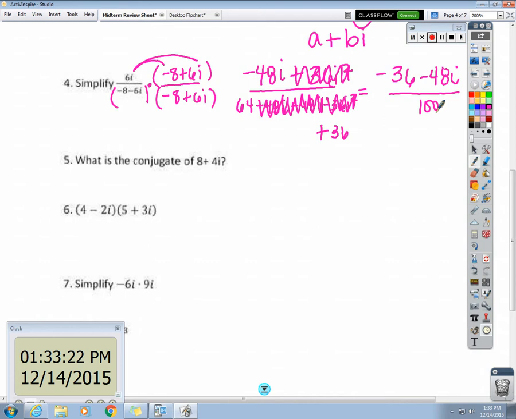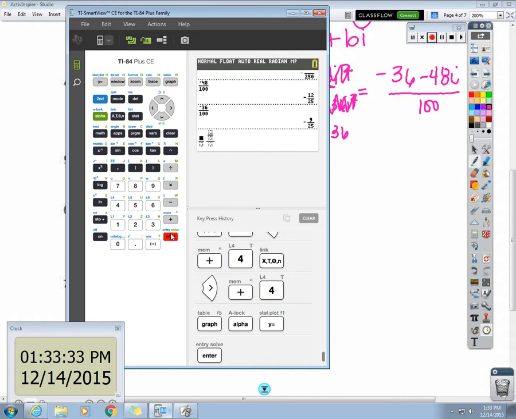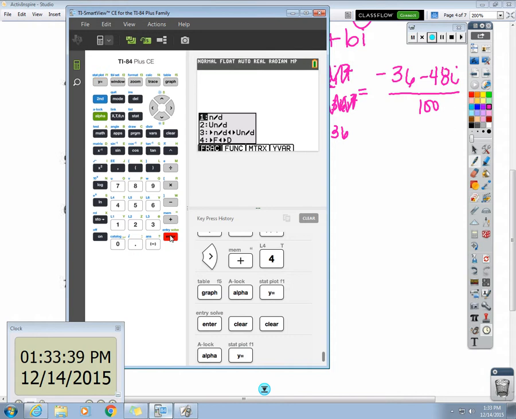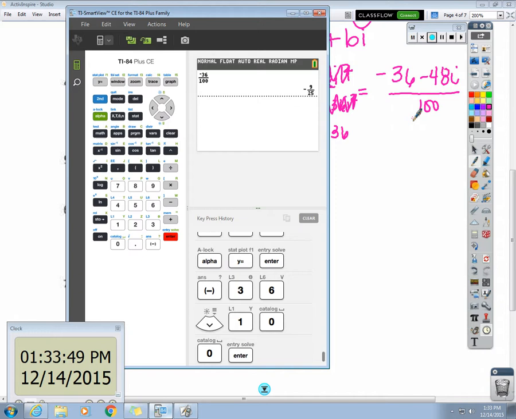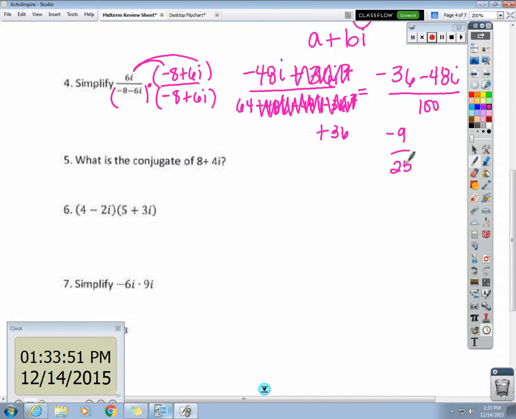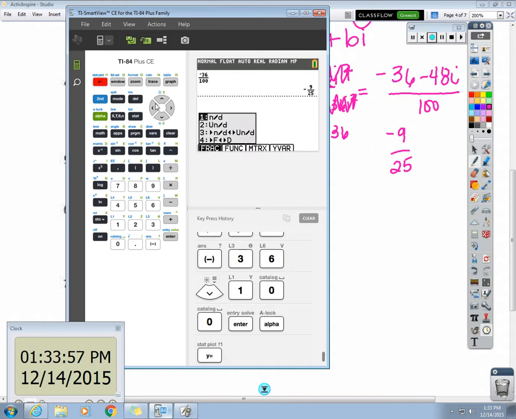So let's review where the N over D button is. Where's the N over D button? Alpha y equals, there's N over D, number 1. And then, hold on, I've done this. Let me try that again. Alpha y equals N over D. And then first I'll start by reducing the negative 36 over 100. So negative 36 over 100 equals negative 9 over 25. Then I have to go back and reduce negative 48 over 100. So alpha y equals negative 48 over 100.